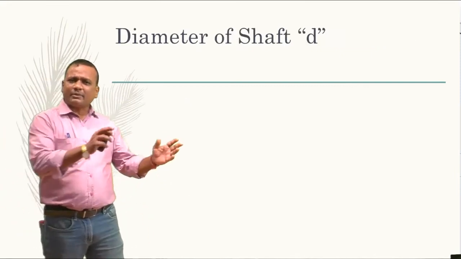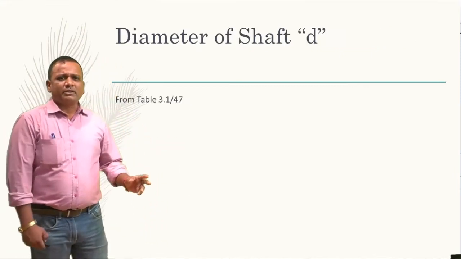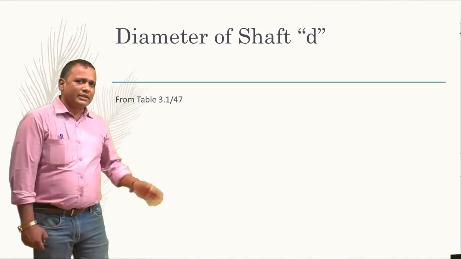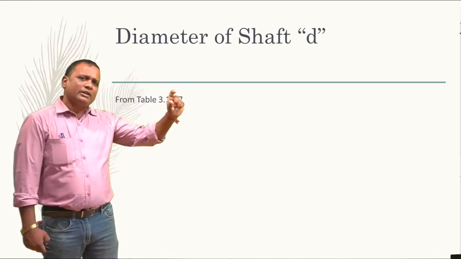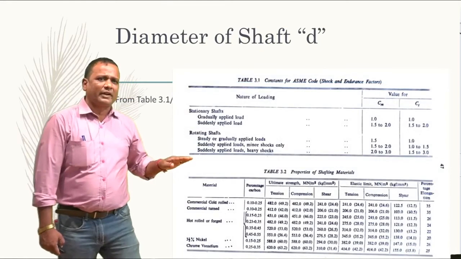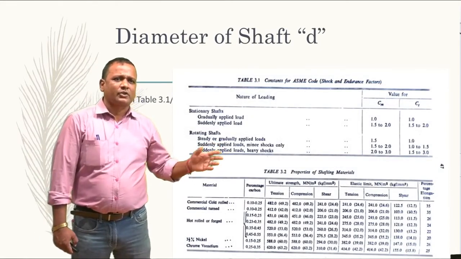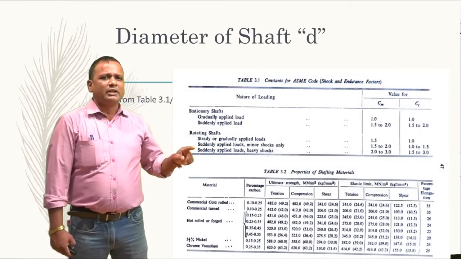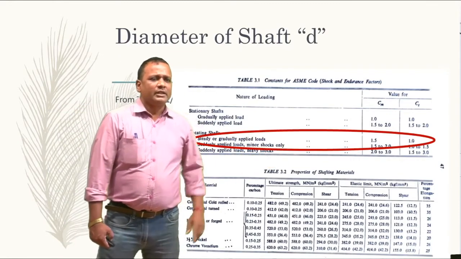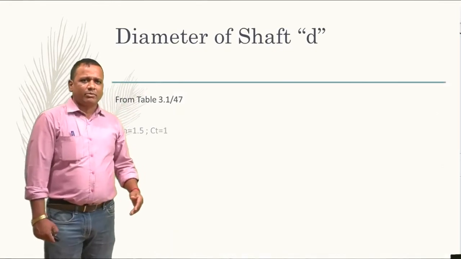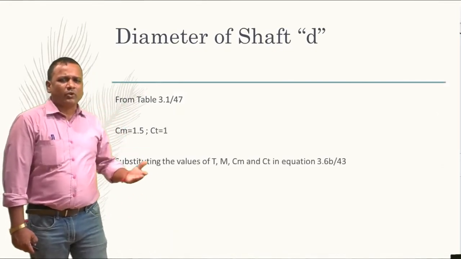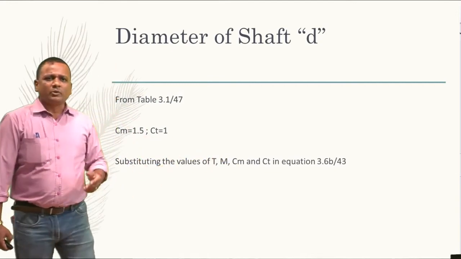Now in order to find the diameter, again from table 3.1, if you remember my words saying initially that the loads are steady, I would consider that and find out the Cm and Ct, which is where you can find the combined shock and fatigue factors for bending and torsion. From the table, since the loads are steady, Cm and Ct would be 1.5 and 1. So I will take the same values from this table, considering Cm as 1.5 and Ct as 1.